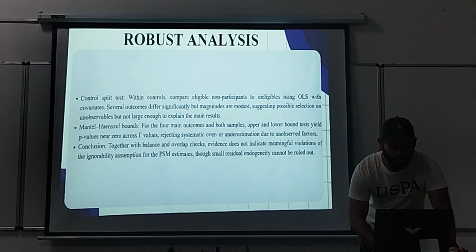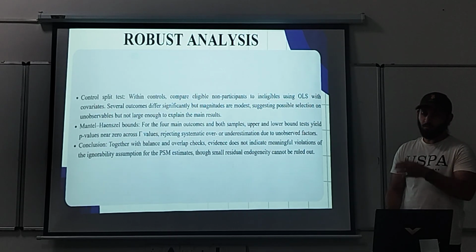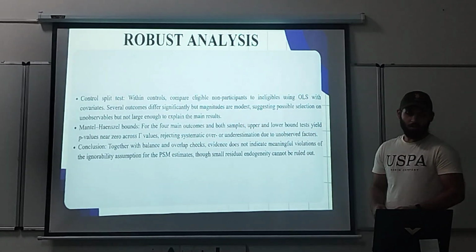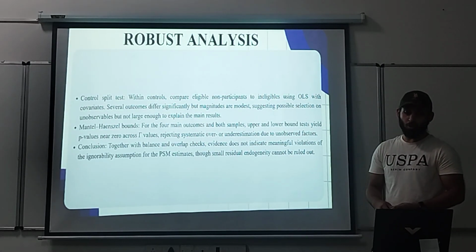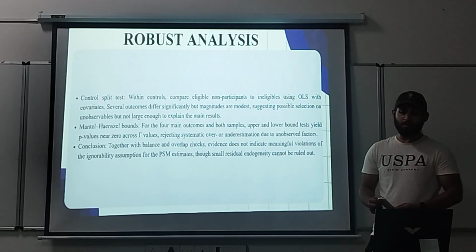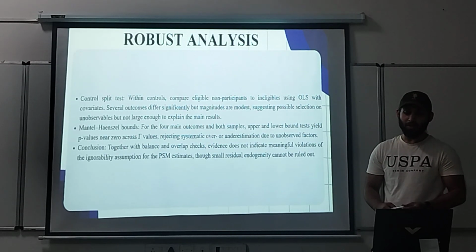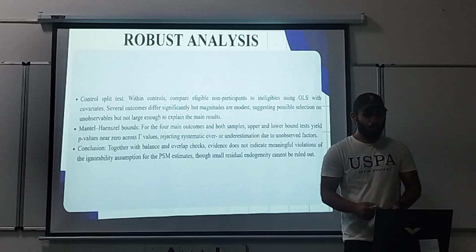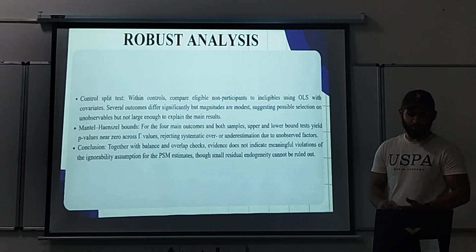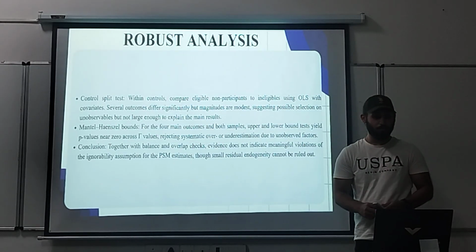So, continuing with the robustness analysis, we performed additional tests to further validate our findings. Within the control group, we compare eligible non-participants to ineligible using ordinary least squares with covariates. Several outcomes show significant differences, but the magnitudes are modest. This suggests possible selection on unobservables, although these differences are not large enough to explain the main results.